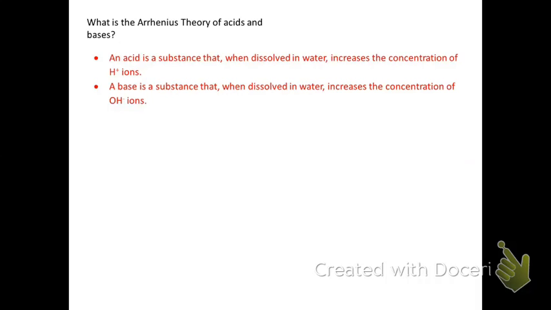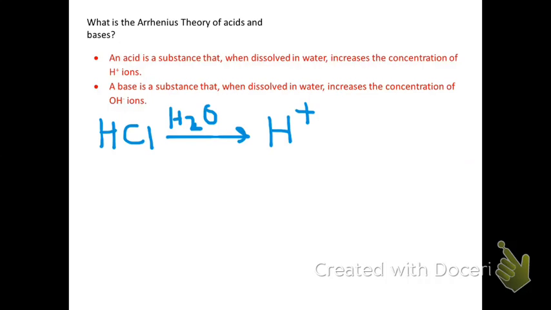I'm going to give you an example of this. Say you have HCl, and we are going to dissolve HCl into water. When we do so, we will create H pluses and Cl minus ions in solution. And the more H pluses that are produced, the more acidic our acid is. And so HCl is considered an acid because it's making more H pluses.